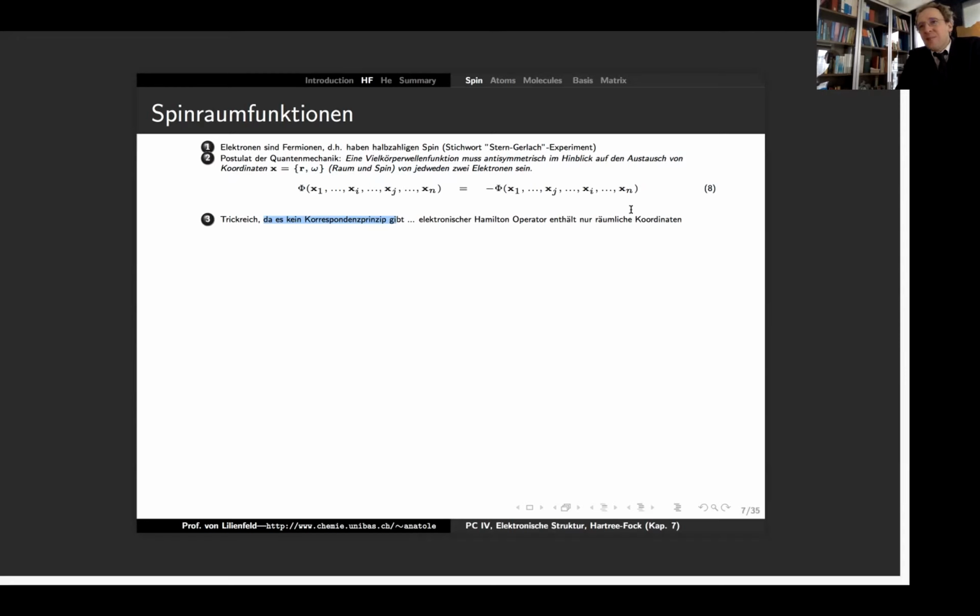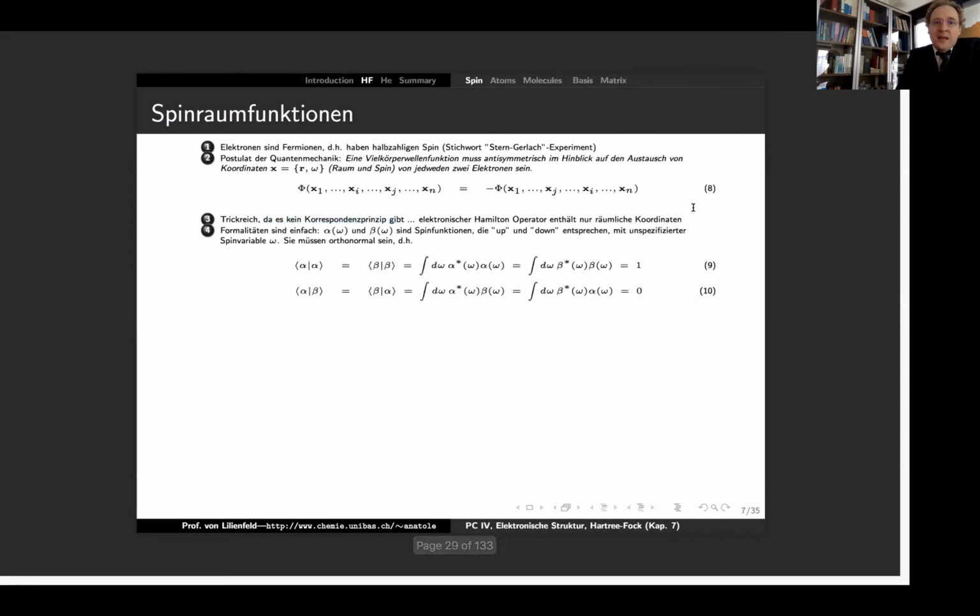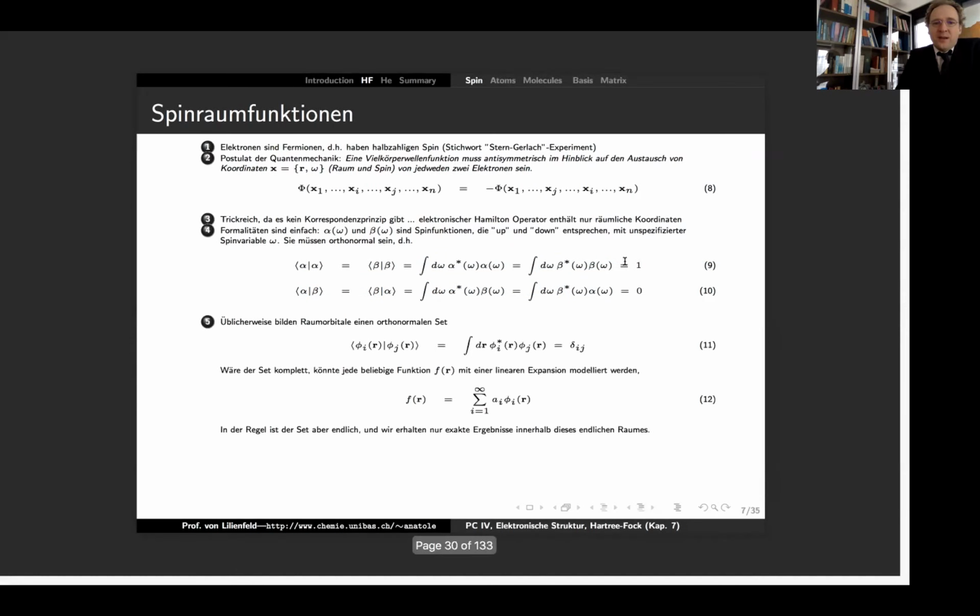So it must be somehow imposed, this behavior, through the choice of how we approximate our wave function, right? So it's inherent in this wave function. And so formally, it's actually quite straightforward to account for this. You can include some spin functions. Let's call them alpha and beta for up and down, or plus or minus, or whatever. And they should be orthonormal, of course. So the inner product with themselves is 1, and with each other is 0.